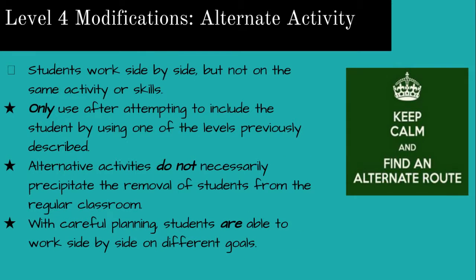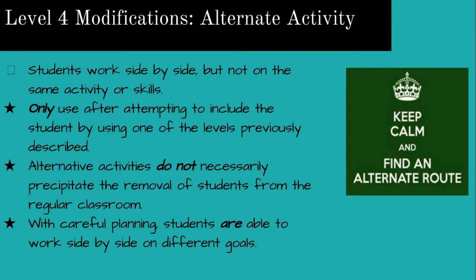Level 4 modifications. So this would be an alternate activity. Students work side by side with their peers, but not on the same activity or skills. So we only use this after attempting to include the student by using one of the levels previously discussed. Okay, just because a student is completing an alternate activity doesn't mean that they need to be removed from the classroom. When we plan for this, students are able to work side by side, and that's important because we do want that social piece for our students and for them to feel like they are part of the classroom.